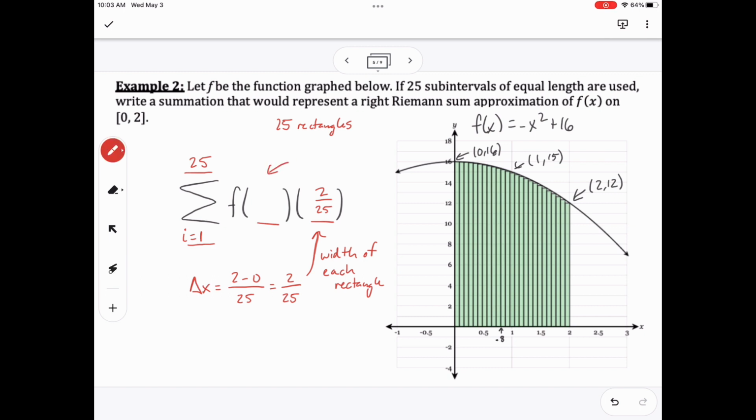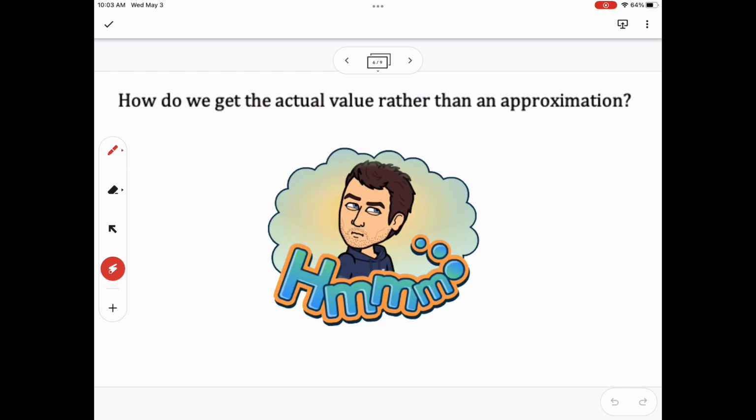And so I want to find the height of these rectangles, so that I can multiply it by the width, and then I can get all their areas. So 2/25 gets me my width, but gets me to the proper location as well, times the i value, which gets me to the proper rectangle, so I can actually find that. So those are all approximations.